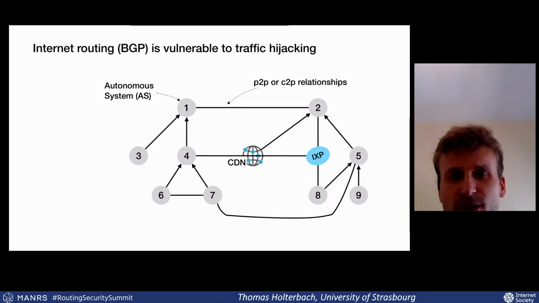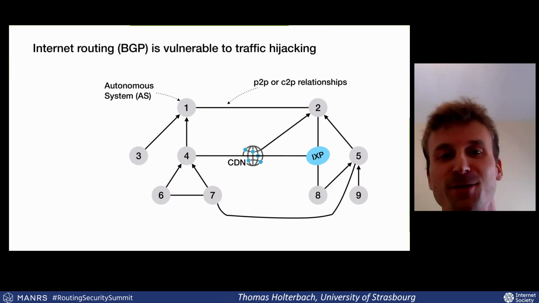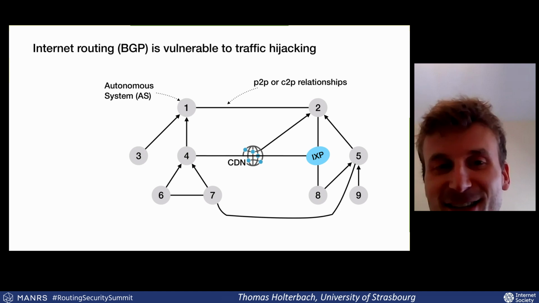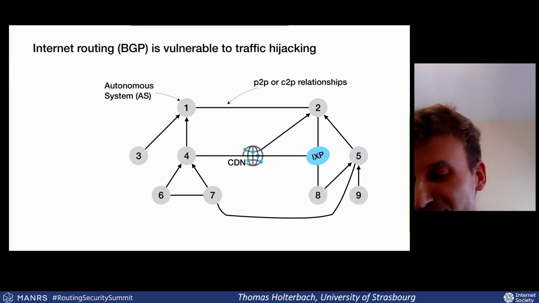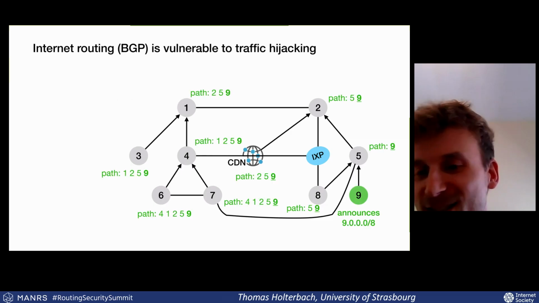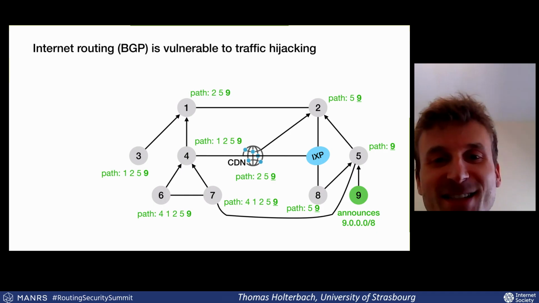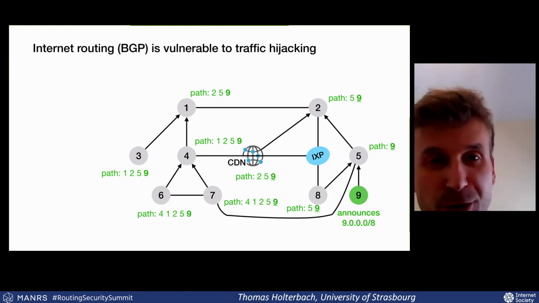But as a quick introduction, let's take this very simple example where we have a sort of mini internet with a few autonomous systems which are connected using peer-to-peer or customer-to-provider relationships, and say that AS9 announces a prefix 9/8, so that prefix propagates through the mini internet so that every AS can reach the destination with a different AS path. That's how BGP works.